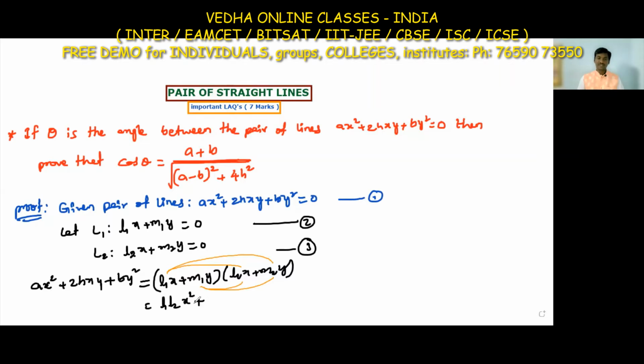L1 M2 x into y is xy. Next, M1y into L2x, that means L2 M1 x into y is xy, and M1 M2, y into y is y square. So now we have to write the right side part in the form of the left side part, means x square term, xy term and y square term. We write in that form.